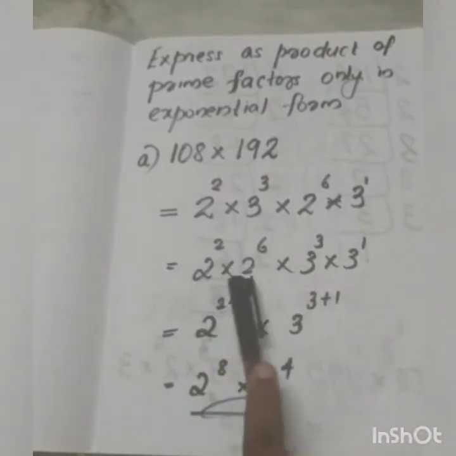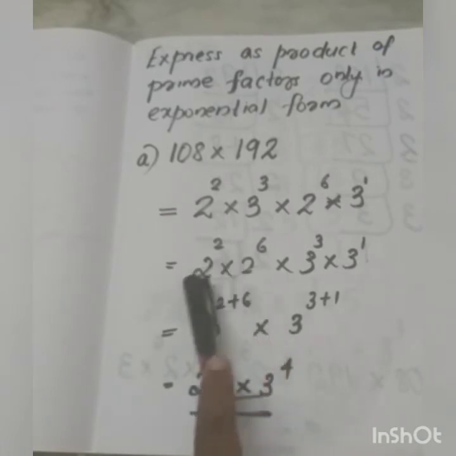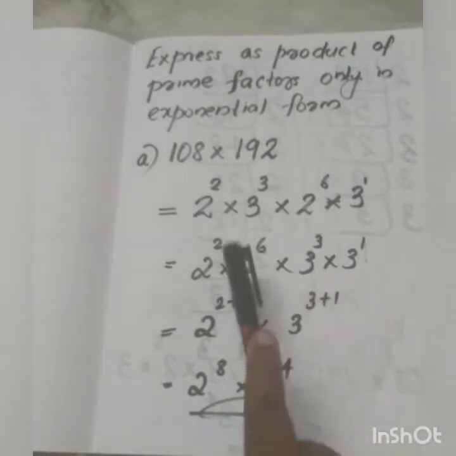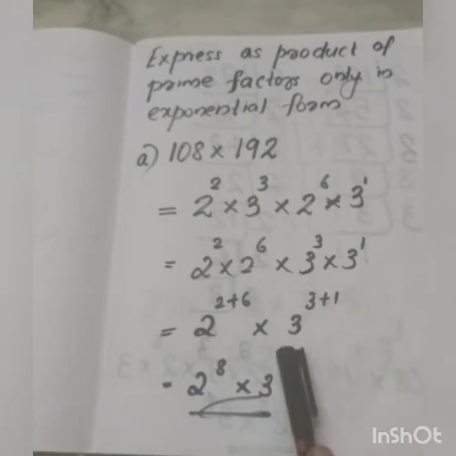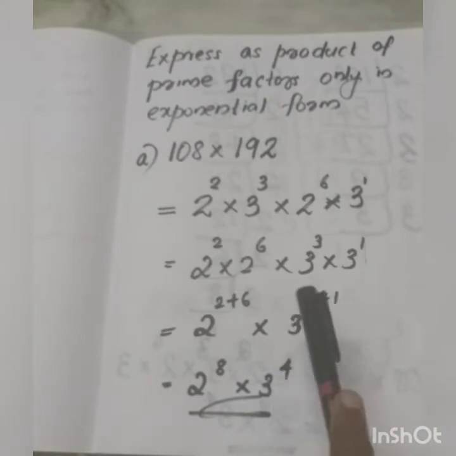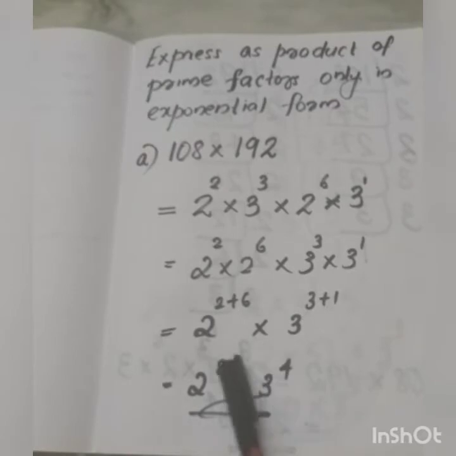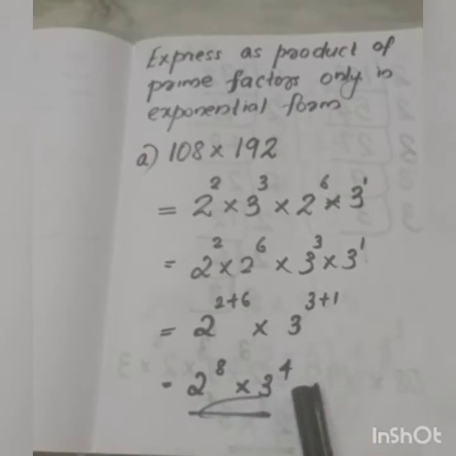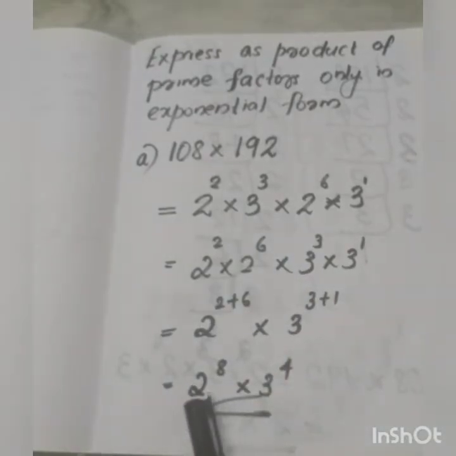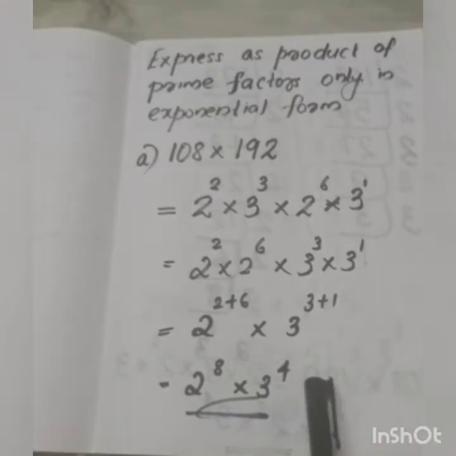Here we have the same base 2, isn't it? So what is the law? a raised to m into a raised to n is a raised to m plus n. So applying that law, 2 raised to 2 plus 6. Similarly here we will get 3 raised to 3 plus 1. So the law we used here is a raised to m into a raised to n is equal to a raised to m plus n. Now adding 2 plus 6 you will get 2 raised to 8, and 3 plus 1 you will get 3 raised to 4. So 108 into 192 can be expressed in exponential form as 2 raised to 8 into 3 raised to 4. So this is the way you have to express.